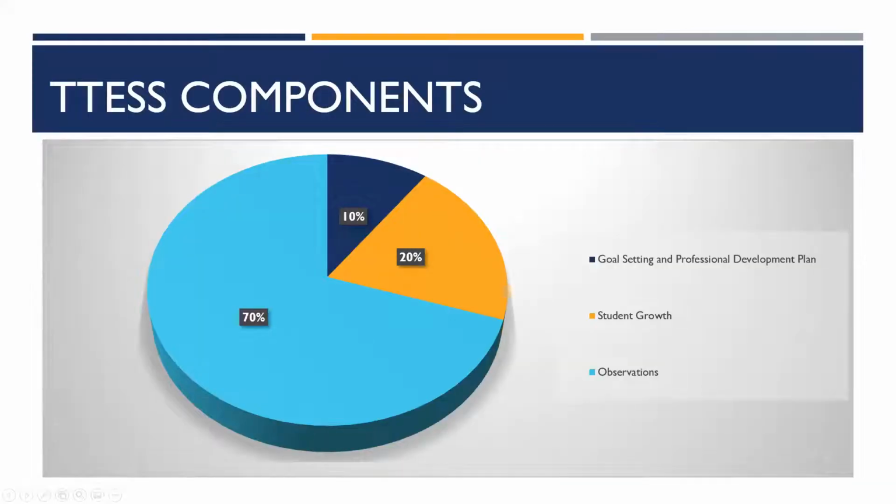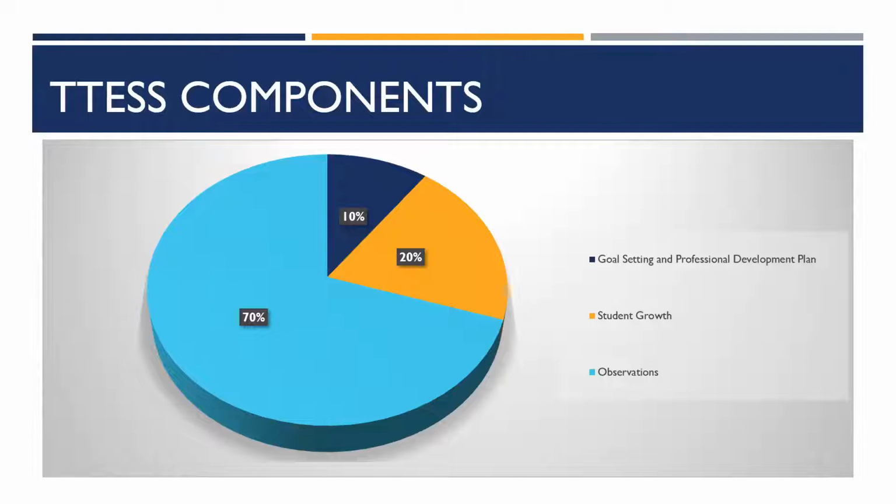Here are the 3 components of the T-TESS evaluation system. 70% of your score is going to be based on observations. 10% is going to be based on the goal setting and professional development plan, and 20% is going to be based on student growth. Okay, let's talk about student growth.